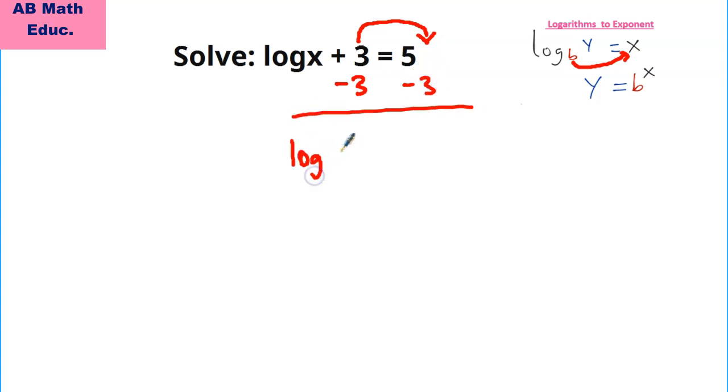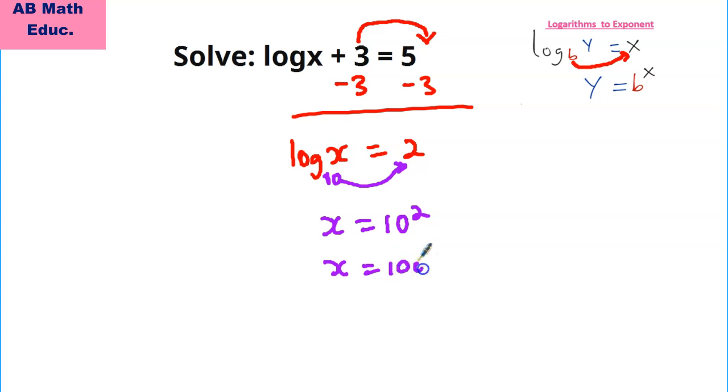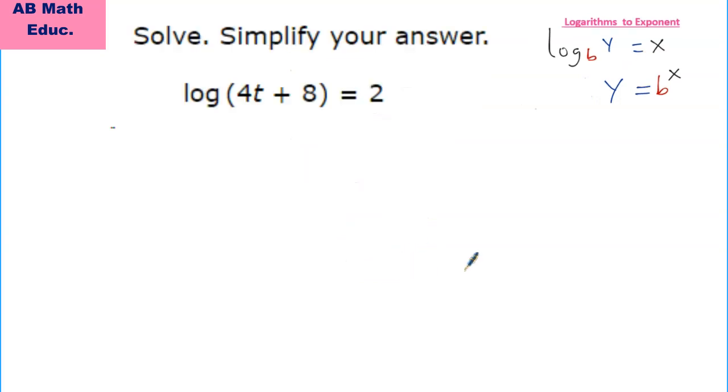When you do that, you get log x equals 5 minus 3, which is 2. Here the base wasn't given, so anytime the base is not given, you assume the base to be base 10. So it's going to push this one up. Therefore x equals 10 to the power 2, and 10 to the power 2 is 100. You're done.